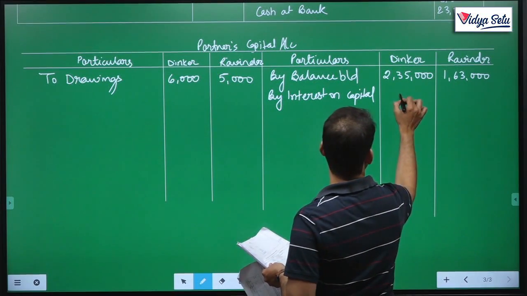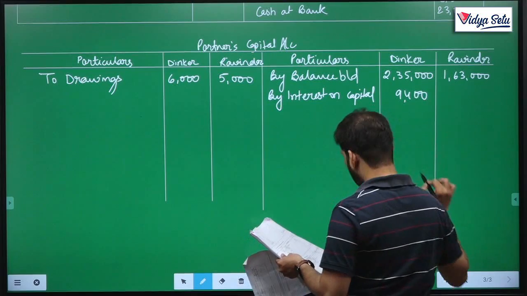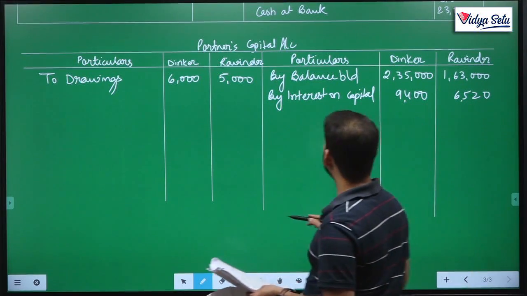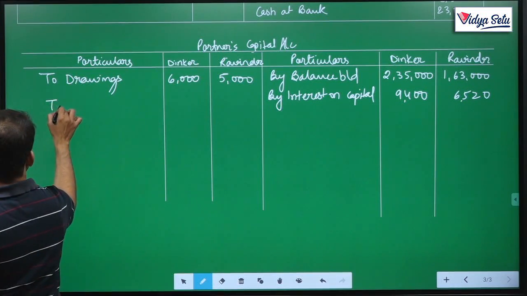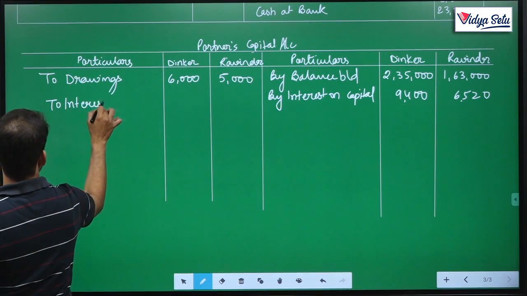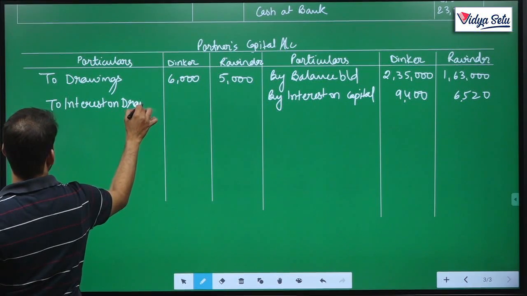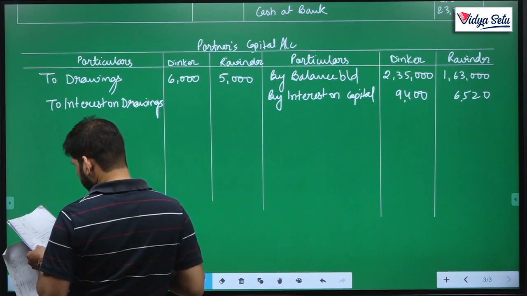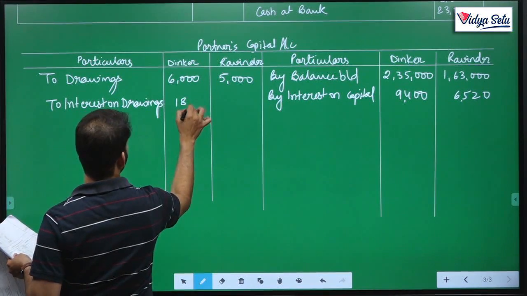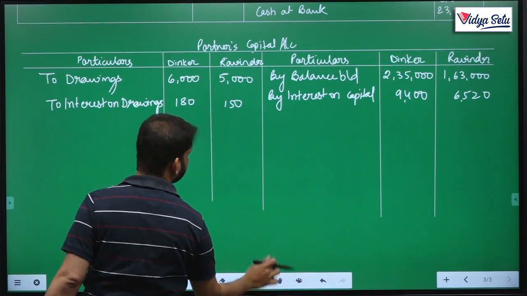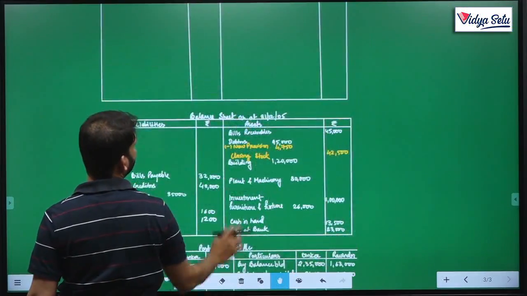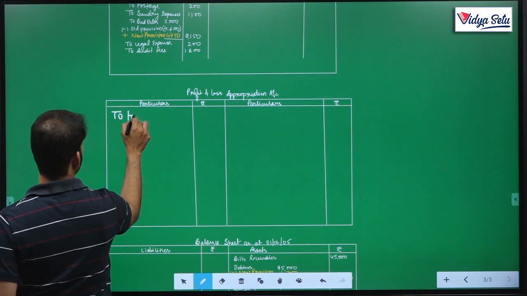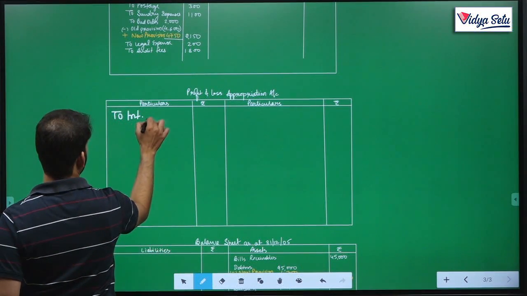Also in the P&L appropriation account. So, 5%, let us find out, and 6520. Also, we will write down interest on drawings. The amounts are 180 and 150. We will give the adjustment entry in P&L appropriation.